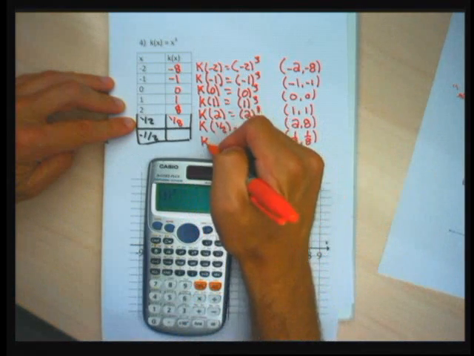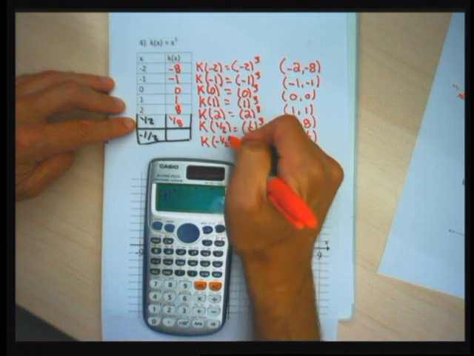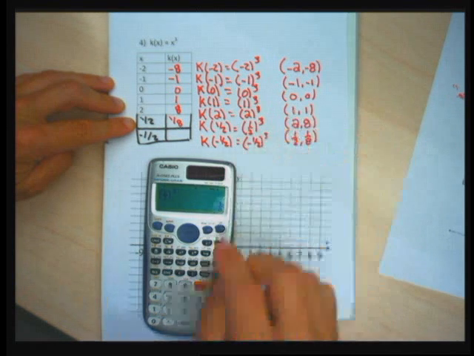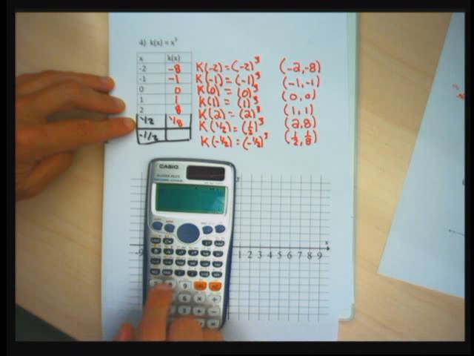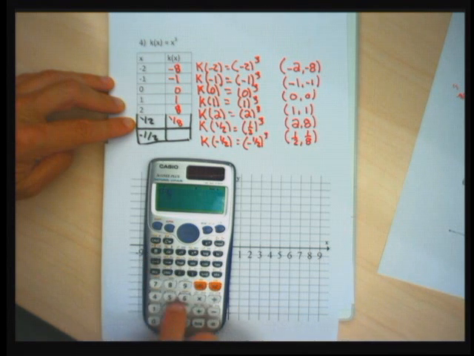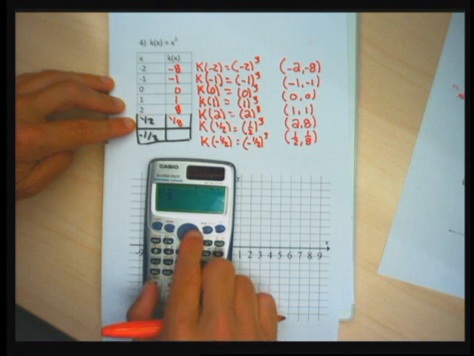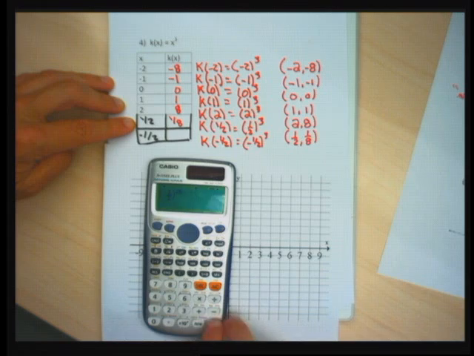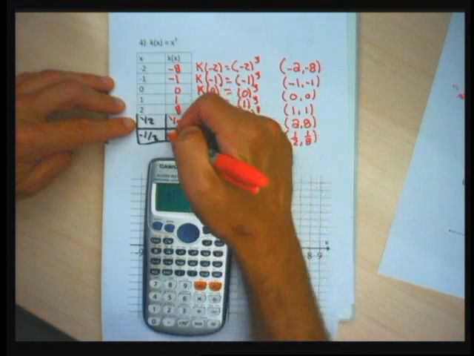And then the last point I'm going to wind up plotting, I'm going to find the y value when I plug negative 1/2 in. So I'll go negative fraction 1/2, close my parentheses, exponent key cubed, and I get negative 1/8.